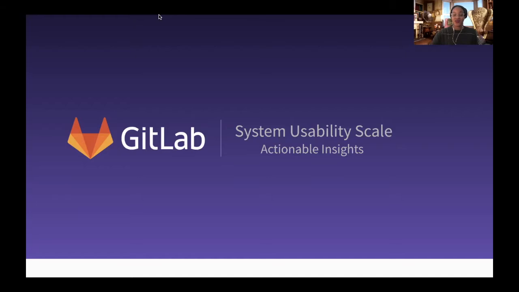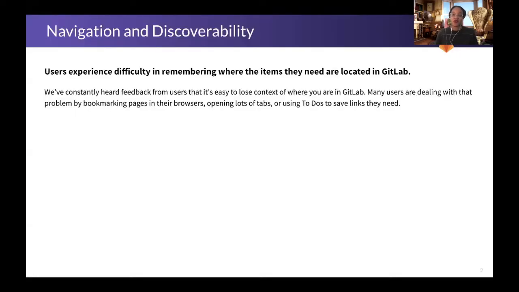And today I'd like to talk to you about one of our System Usability Scale themes, navigation and discoverability. So the key issue that we've discovered through collecting feedback through the SUS survey is that users experience difficulty in remembering where the items they need are located in GitLab. So we constantly hear feedback from users that express trouble with maintaining context, understanding where you are in the instance, getting back to the place you last were, and navigating throughout GitLab using the various menus, breadcrumbs, and landing pages.